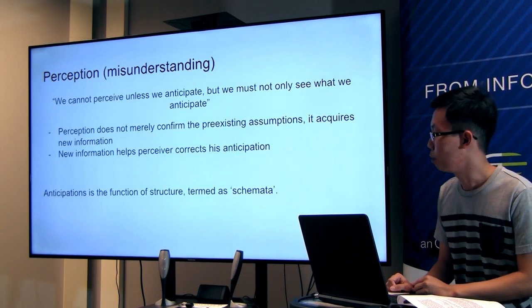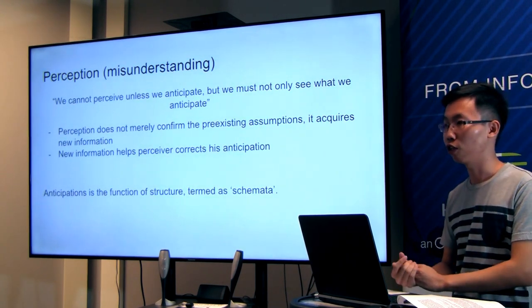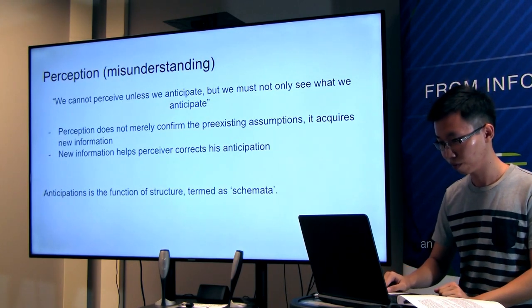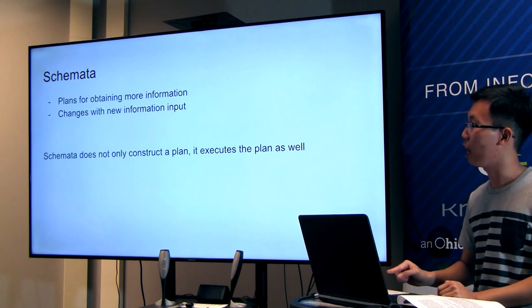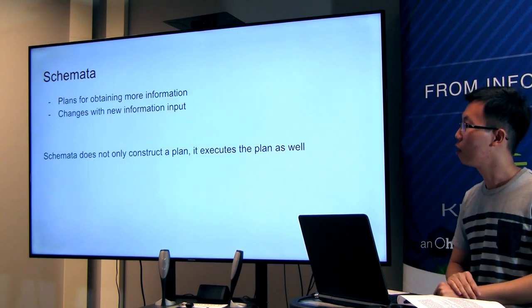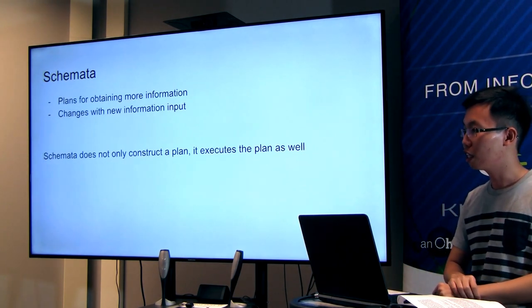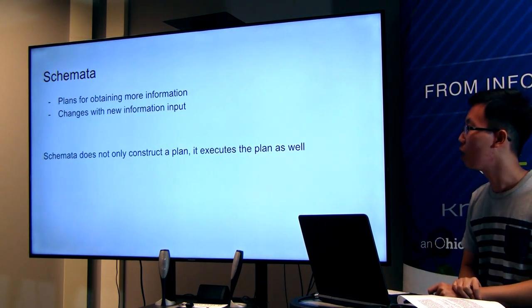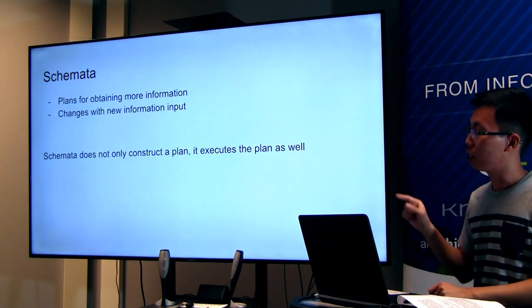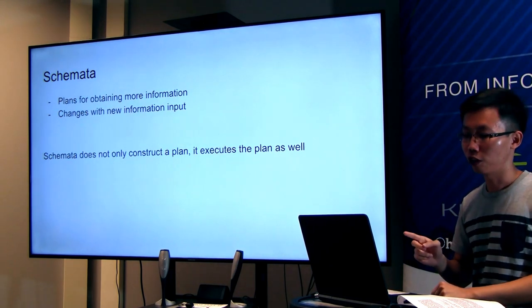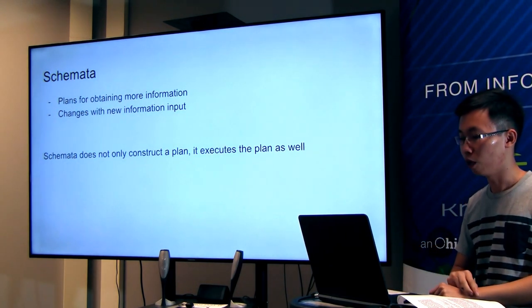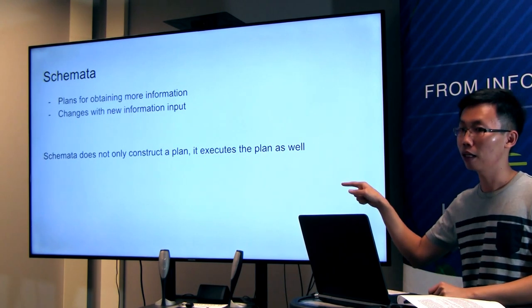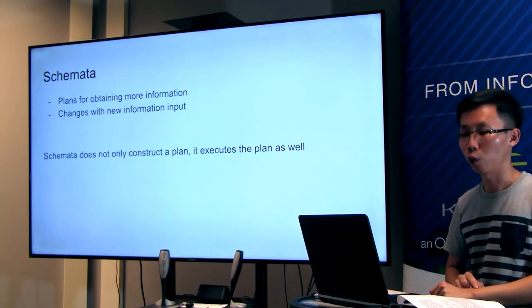So anticipation is a function of a structure that we call schemata. Schemata is a plan for obtaining more information. But I think schemata is also like a cognitive map. Is it correct? Yeah, and when we perceive something, the schemata will change with the new information input. And he says that schemata does not only construct the plan, it executes the plan as well.